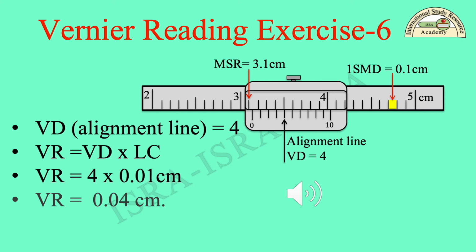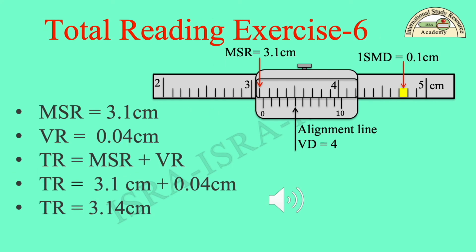It is represented with a black arrow line on the diagram. Total reading exercise 6. MSR is equal to 3.1 cm. VR is equal to 0.04 cm. TR is equal to MSR plus VR. TR is equal to 3.1 cm plus 0.04 cm. TR is equal to 3.14 cm.